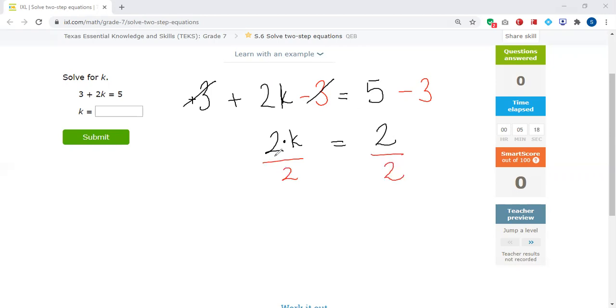Again, whatever you're doing on the left, you're going to do the same on the right. So you're dividing both sides by 2. So 2 and 2 will be canceled out here. So k will be equal to 2 divided by 2, which is 1. Okay, so k is equal to 1. All right, let me write the answer there. K is equal to 1.